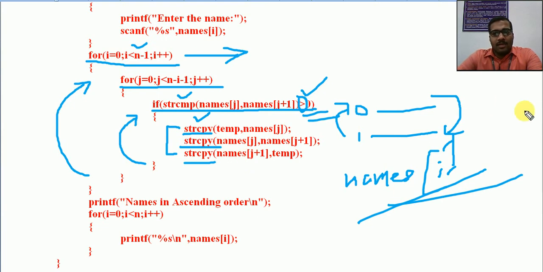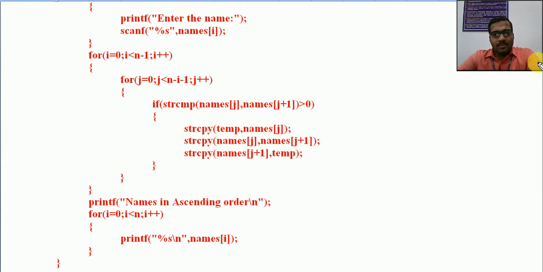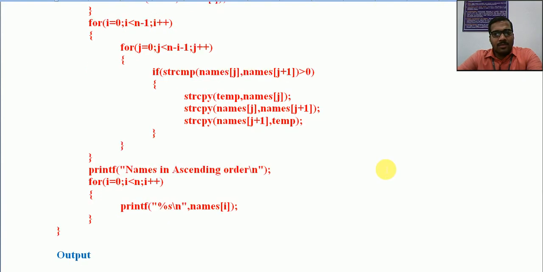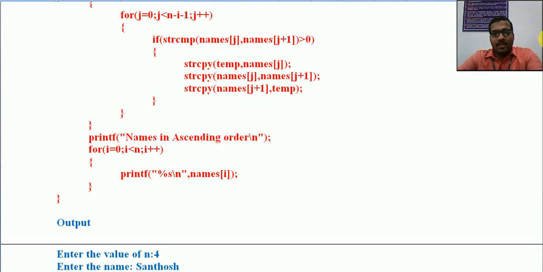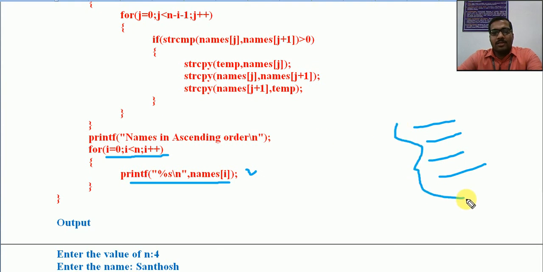Okay, now let us see how it can be printed. The next portion is how to print. Just print the same names array in ascending order. For i equal to 0, i less than n, i plus plus, printf percent s names of i. So each row will be printed in ascending order. This will be the result. Okay, hope it is clear. The idea is clear, I think. Just listen very carefully. We can work on this.